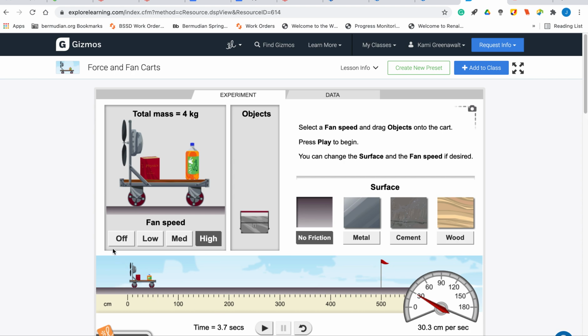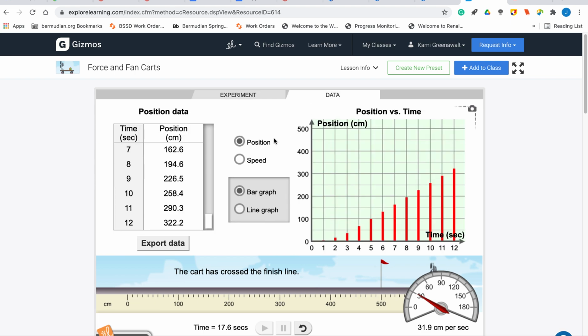Okay, I'm at 3 seconds. Turn the fan off and let it roll. So then we click the data and select position, which I've done. The position of the cart is its location, how far from the starting line it is.